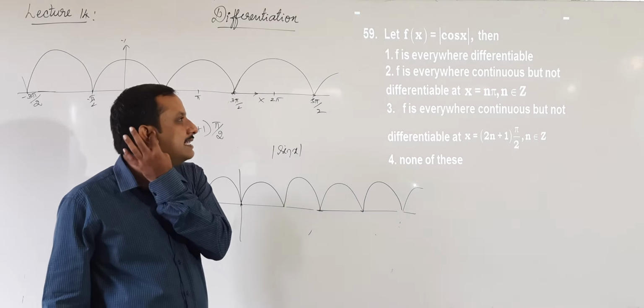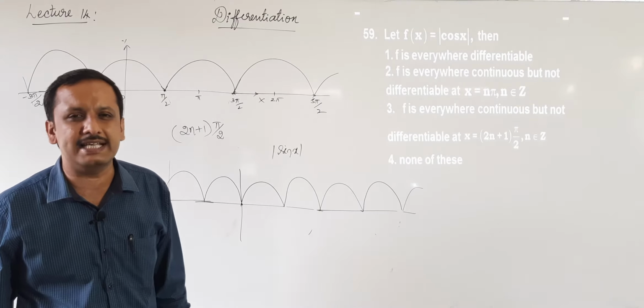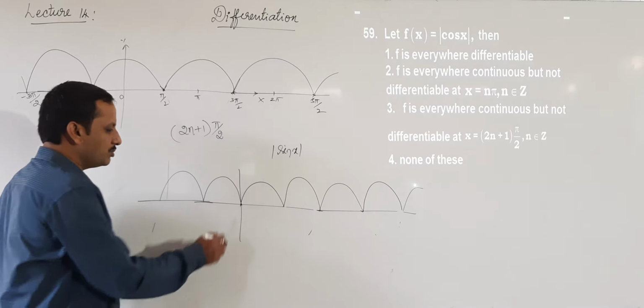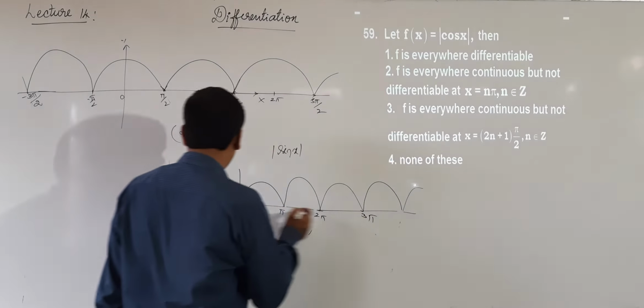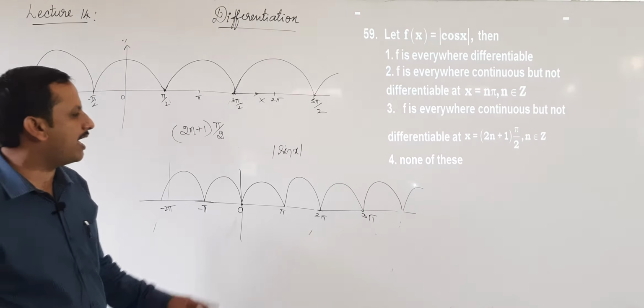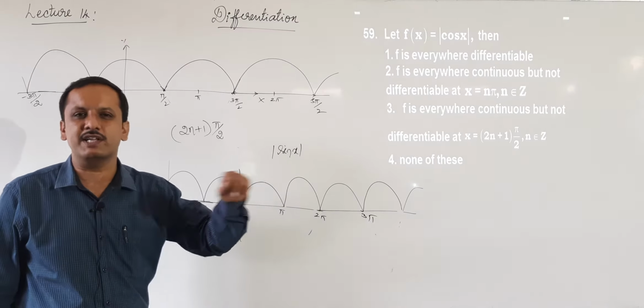Now, if I replace that cos x with sin x, if I think of f of x equal to mod sin x and keeping the same options as it is, then what will be your answer? You just observe here, this is 0, pi, 2 pi, 3 pi, 4 pi, etc. And on this side minus pi, minus 2 pi, etc. So, what happens to mod sin x? Is it continuous everywhere? Yes, mod sin x is continuous everywhere.